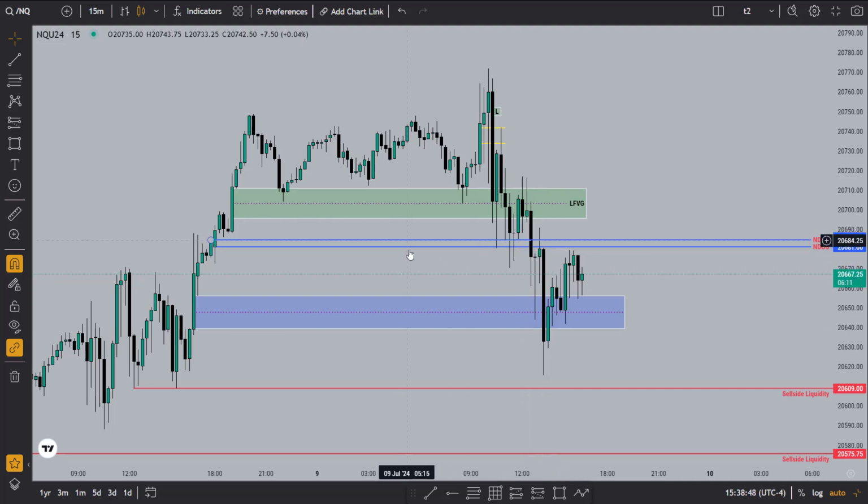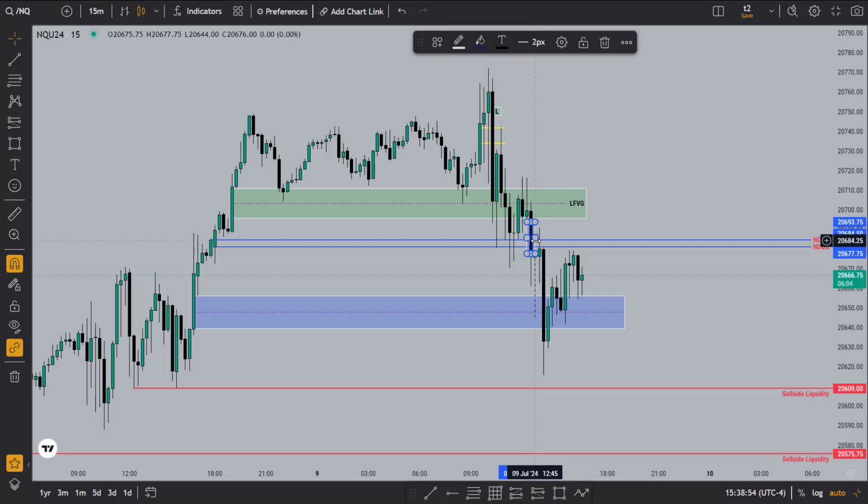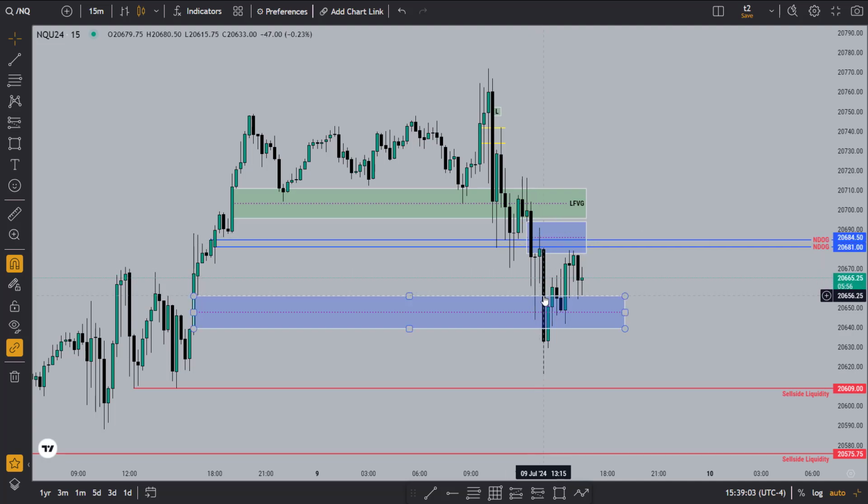These two blue lines are my new day opening gap, and there was a bearish fair value gap. So let me mark that bearish fair value gap. Okay. So this was the bearish fair value gap. Price traded that bearish fair value gap from the 15-minute chart. You will start to look for your sell setup from there. Your target will be the top of this bullish fair value gap.